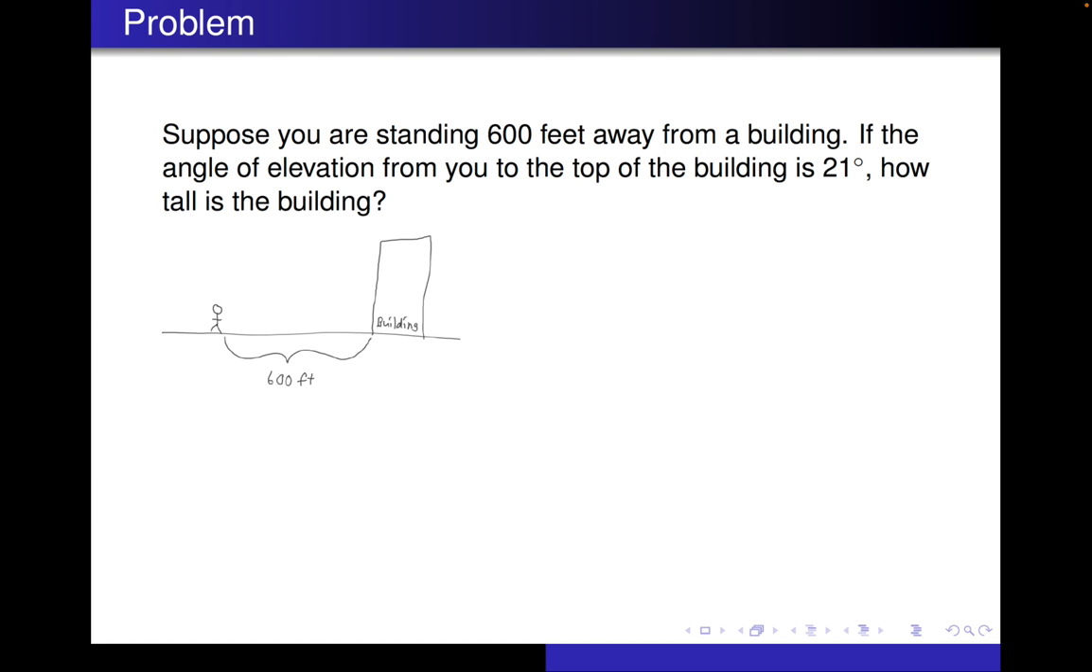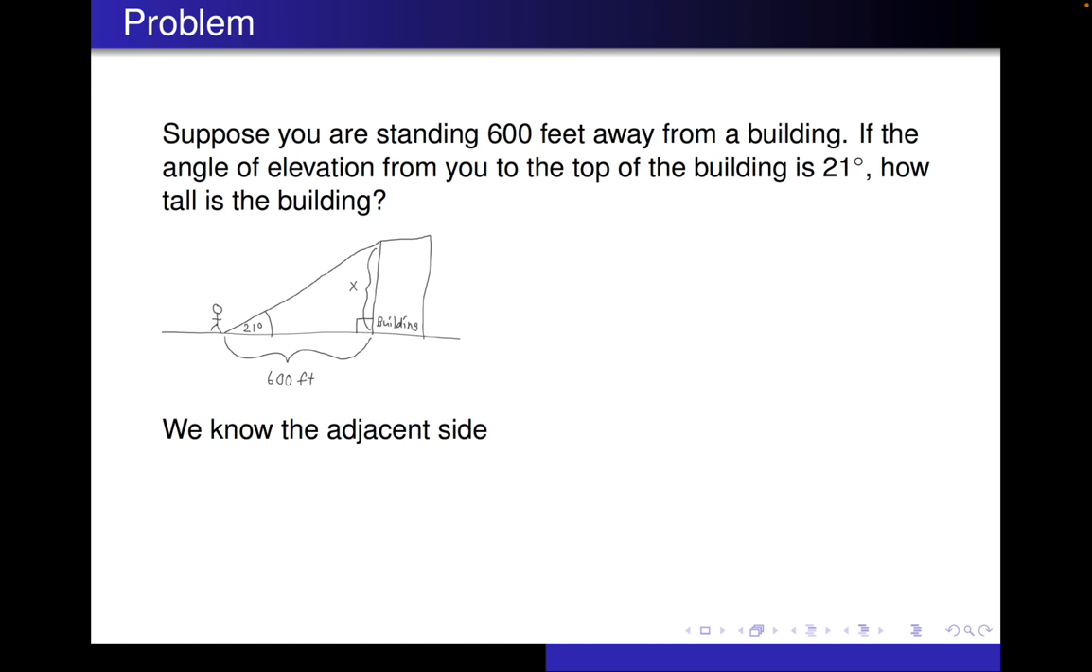Well, here's the picture of you. I hope you look a little bit better than that, but there is you 600 feet away from the building, and there's the angle of elevation from your foot up to the top of the building, and that's 21 degrees. Notice what you're looking for is that height x, and the building and the ground make a right angle with one another because the building is going straight up and down, and that gives us a nice little right triangle there. We have a triangle where 600 feet is the adjacent side, x is the opposite side, and we don't have the length of the hypotenuse.